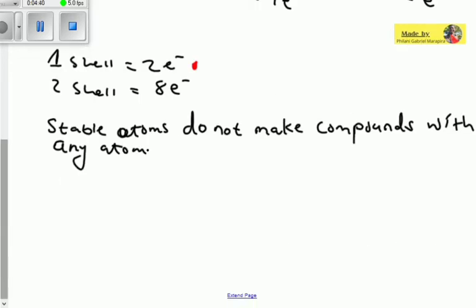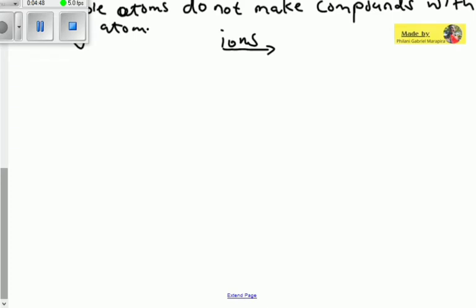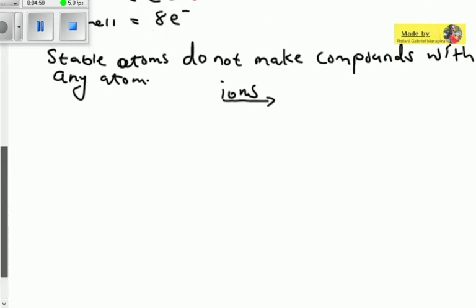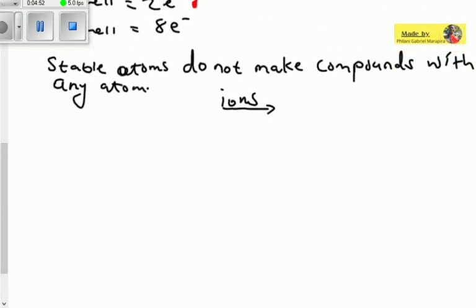So this leads to ions, and to ion exchange. So what are ions basically? An ion is any atom or group of atoms that bears one or more positive or negative electrical charges.